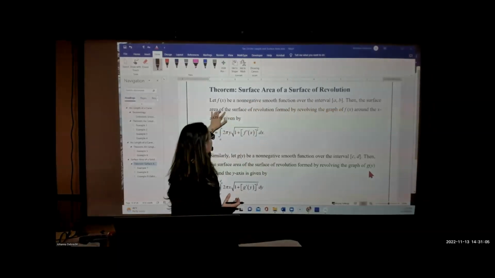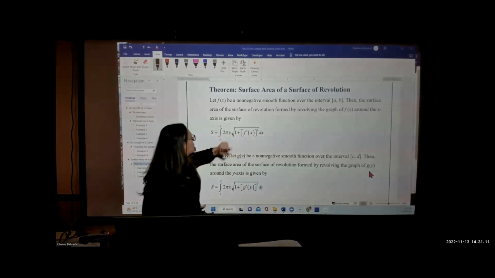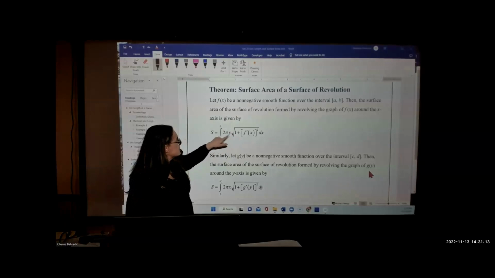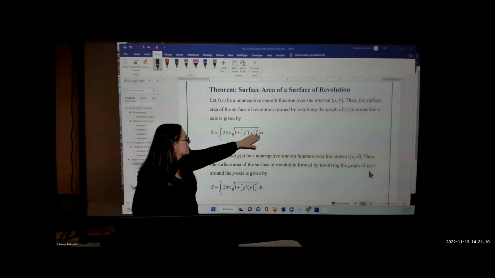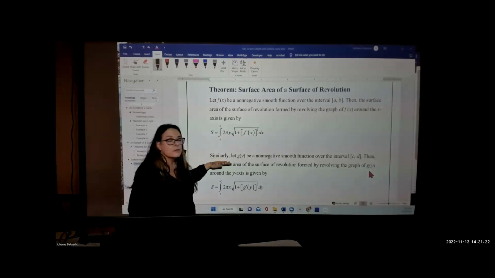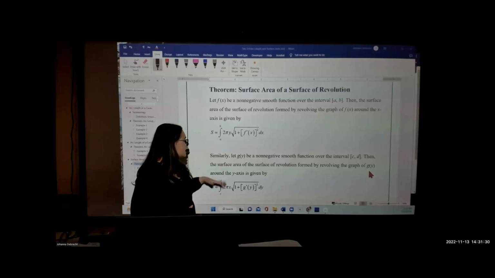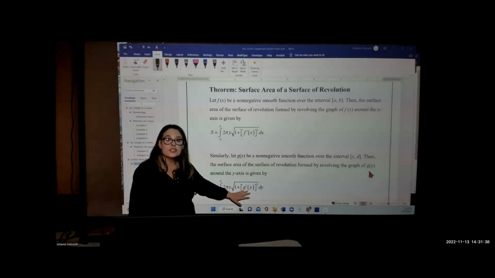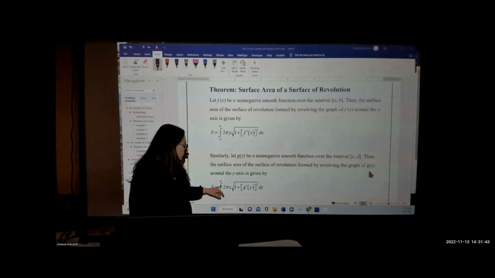Then the surface area of that solid of revolution, formed by revolving the graph around the x-axis, is given by this, where we have the integral of 2 pi y times the square root of 1 plus f prime of x quantity squared dx. And the second one, if we let x equal g of y be a smooth curve over the interval from y equals c to y equals d, then we get the surface area as the integral of 2 pi x times the square root of 1 plus g prime of y quantity squared dy. Again, integrated from y equals c to y equals d.